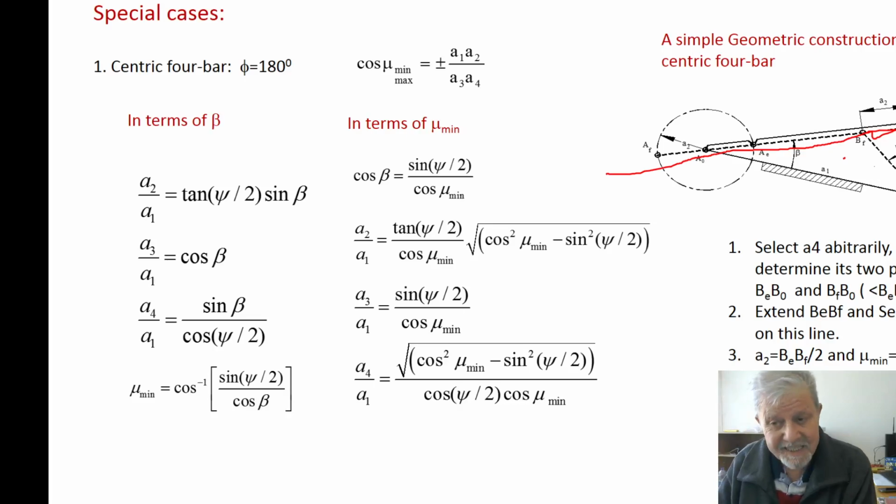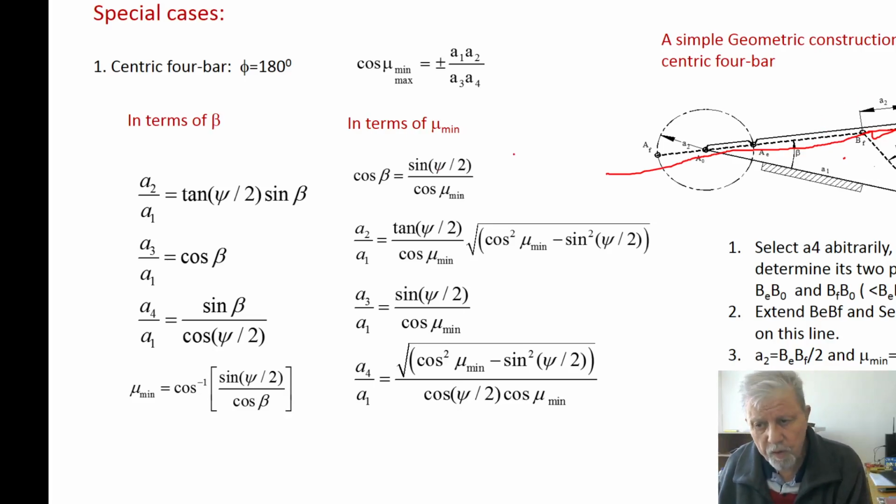But this is not the critical transmission angle, because the critical transmission angle is when A0 AE is along A0 B0. So please don't confuse that. But this gives you the best transmission angle you can have.